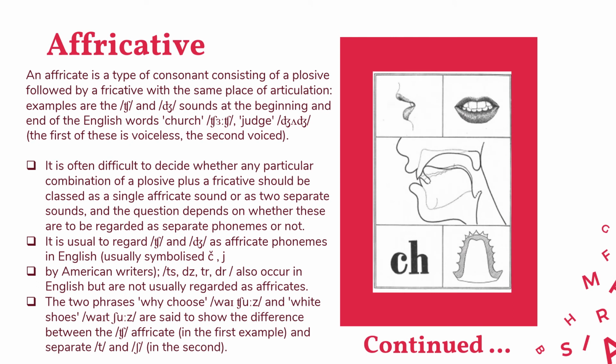And then affricate. An affricate is a type of consonant consisting of a plosive followed by a fricative with the same place of articulation. Examples are the ch and j sounds at the beginning and end of the English words church, judge. The first of these is voiceless, the second voiced. It is often difficult to decide whether any particular combination of a plosive plus a fricative should be classed as a single affricate sound or as two separate sounds, and the question depends on whether these are to be regarded as separate phonemes or not.